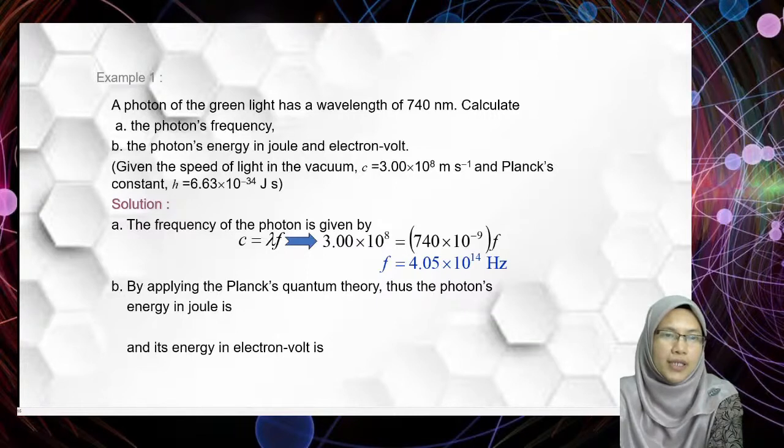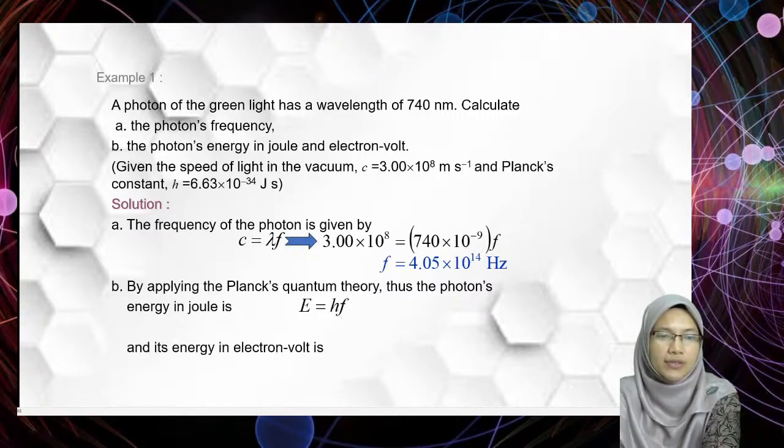For question B, calculate the photon's energy in joule and electron volt. We want to find the photon's energy. So we use the formula E equals hf. E stands for energy, h is the Planck constant, and f is frequency.